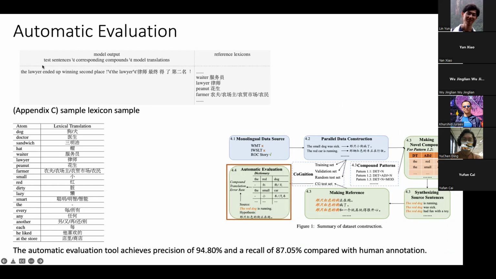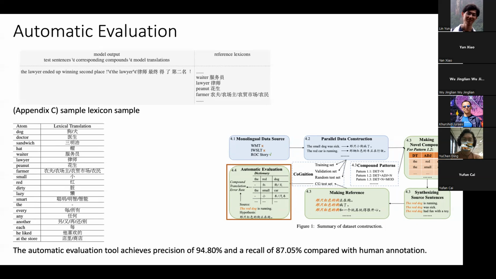So your model output will be the test sentence, the compound, and the model translation. Then the tool just checks the compound and sees if the compound is labeled correctly. And they mentioned that their automatic tool achieves a precision of this much compared with human annotation. So, evaluation tool, yeah, a Python script. Sorry, so this is supposed to be 100% accurate, or also okay? The human annotation is ground truth, yes.